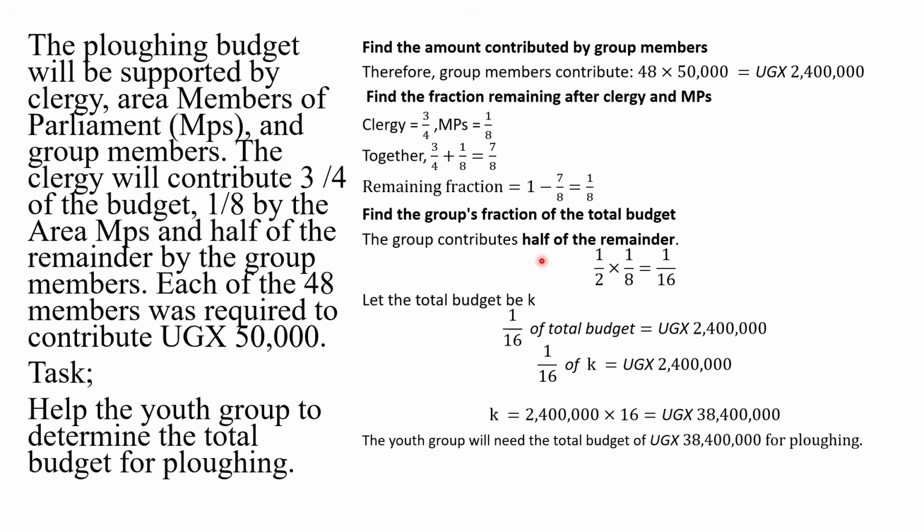Now, it means that the group's fraction was 1 out of 16 of the budget. But I don't know the budget, so let the budget be K. So 1 out of 16 of the budget is equal to their contribution, that is 2.4 million. So we say 1 out of 16 of K is equal to 2.4 million, and then you multiply by 16 on both sides and get the answer as 38,400,000. Do not end there.